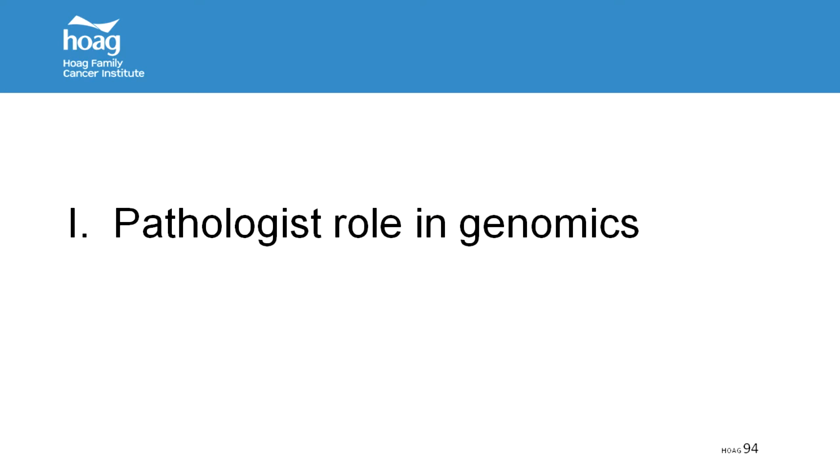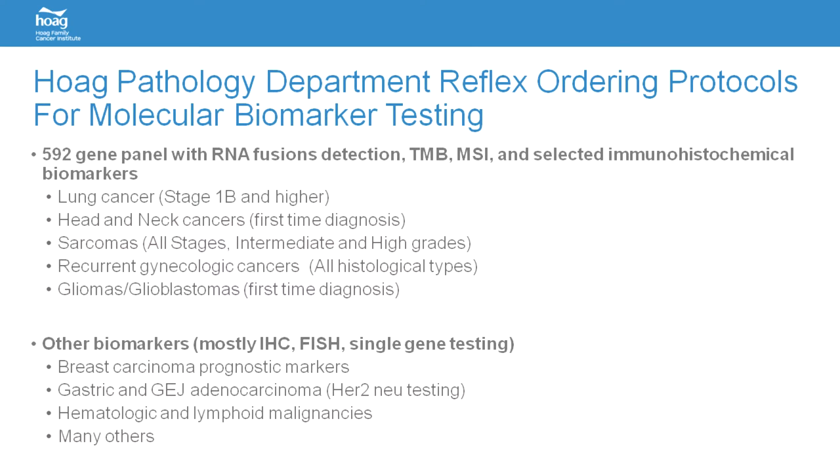So what I want to talk to you tonight about is more about what the pathologist's role in Hoag's genomics programs is. What we do in our department is what we call reflexed ordering protocols for molecular biomarker testing. And right now we're using a vendor that has a 592 gene panel. It comes with RNA fusion detection. It comes with your tumor mutational burden, as well as MSI testing. And it has selected immunohistochemical biomarkers as well.